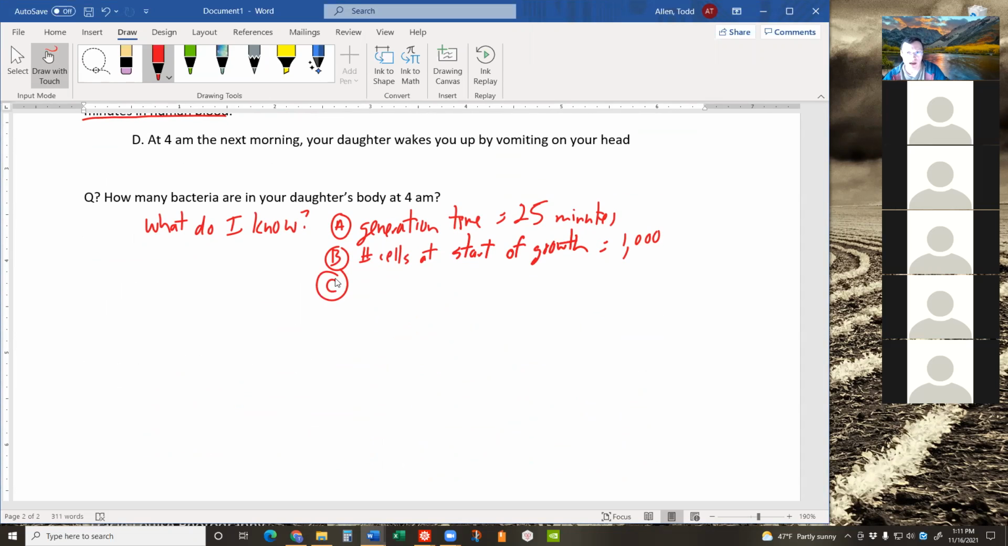I know, through a little bit of deductive reasoning, right? My daughter ate the chicken at 5 p.m. I know that. And I know she vomited at 4 a.m. So 5 p.m. to 4 a.m. is 11 hours worth of growth, right? So that means the total time that this microbe has been growing in my daughter's body is 11 hours of growth.